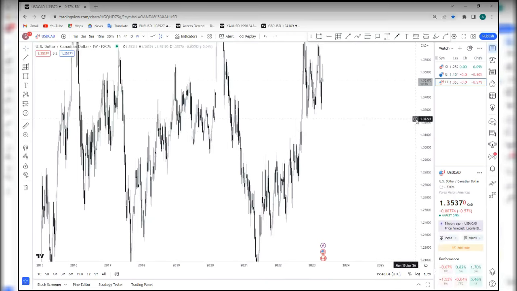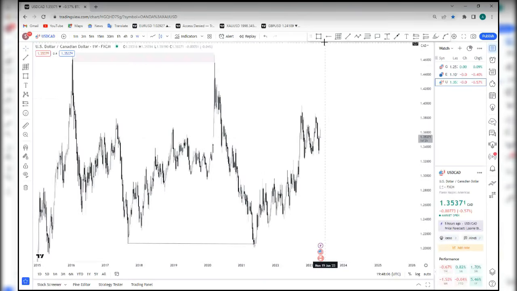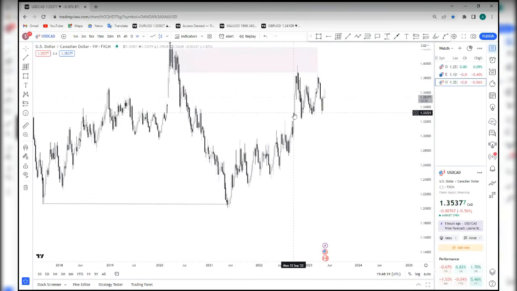Now let's say you have a point of interest around here on weekly time frame. Are you going to wait for market to get to this level from weekly before you trade? No. You don't have to.